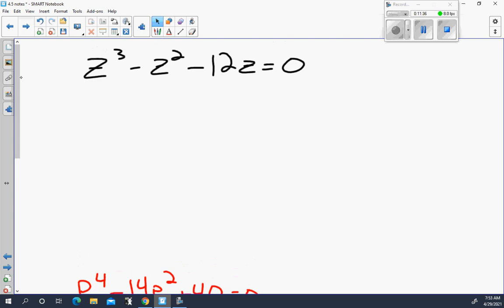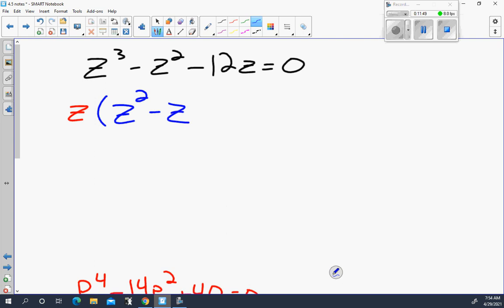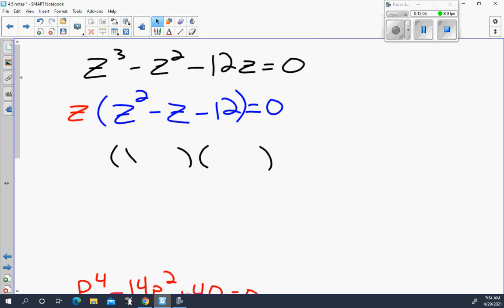Okay, next problem. We have z cubed minus z squared minus 12z. Can I factor anything out? Yes, I can factor out a z. What's left? z squared minus z minus 12, and that equals 0. Let's break down what we have in parentheses here. We know we'll have two binomials. We know that, oh, not x. Not x. Sorry, bad habit.